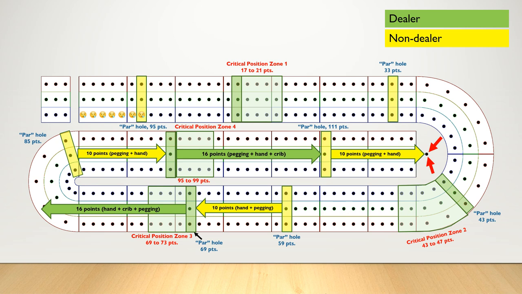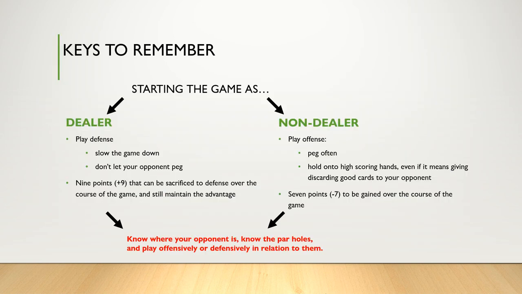This is quite a bit of information, but mastery of board position is critical to being a good cribbage player. Take your time and study these critical position zones and these par holes. Some things to remember. If you're starting the game as dealer, your best strategy is to play defense. Your goal is to slow the game down and not let your opponent peg. You have 9 points that you can sacrifice to defense over the course of the game and still maintain an advantage.